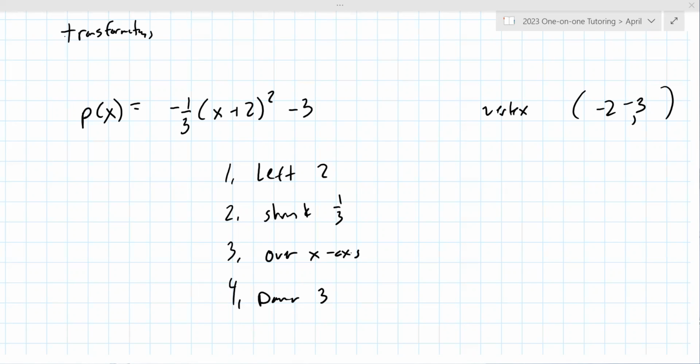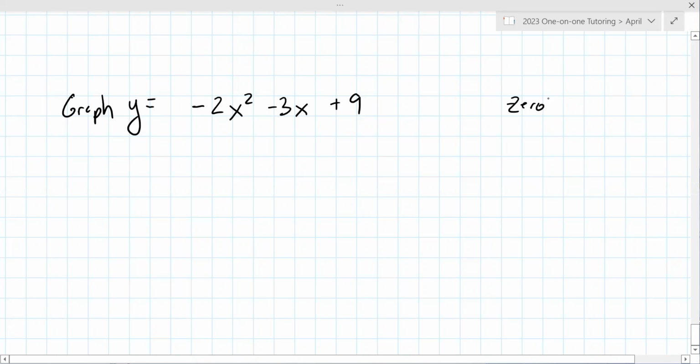All right. So let me have you try this one here. I want you to graph something like this here. So we'll go -2x squared minus 3x plus 9. Okay. And I want you to graph using the zeros.